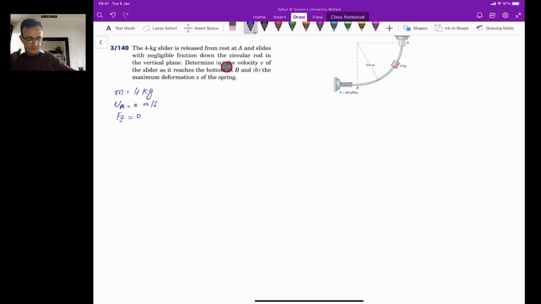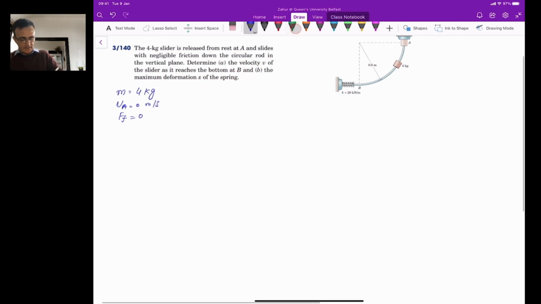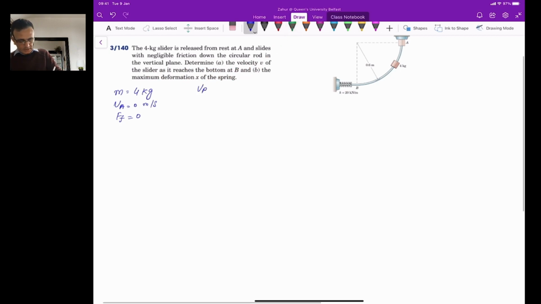And you need to determine the velocity v of the slider as it reaches the bottom at B. So you need to calculate the velocity at position B when it will just touch the spring here, and then you need to calculate the maximum deformation of the spring. So you need to calculate the x in the spring here. Okay, so this is the problem that we need to solve. So this is our part A, and this is our part B.